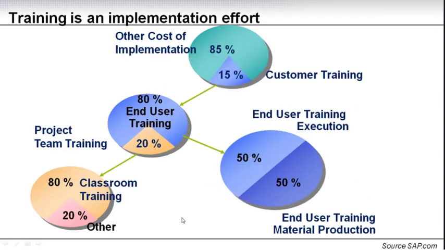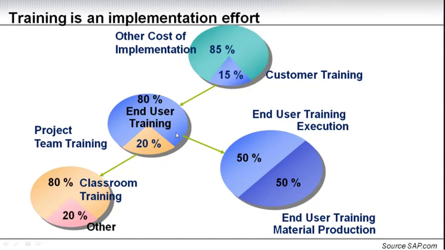Also, before we start looking at how to do the training, let's look at an SAP project, and let's look at where the implementation effort or cost is. This is a chart taken from SAP. As you can see here, this is the total project cost. Training is around 15% of the total cost.